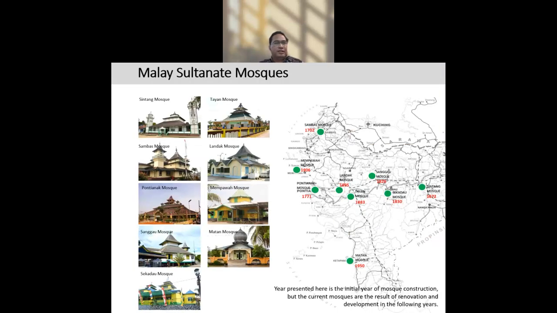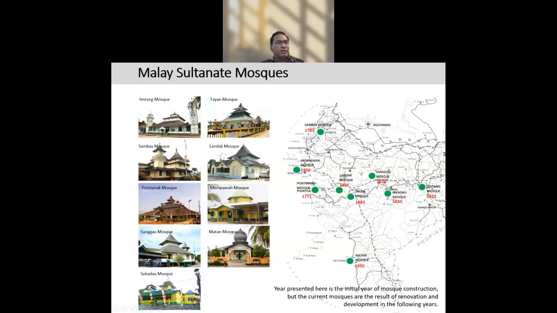Now, this is the Malay Sultanate Mosque in West Kalimantan. We have 9 mosques that were built since the sultanates. First, there is the Sintang Mosque, Sintang in the interior.